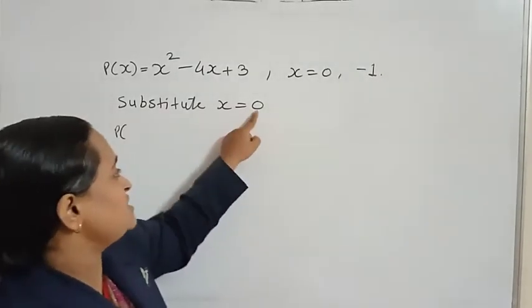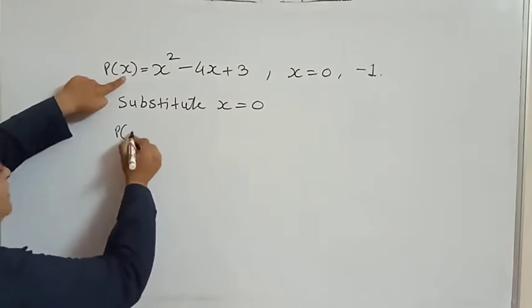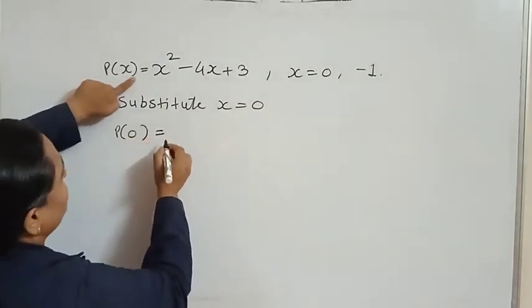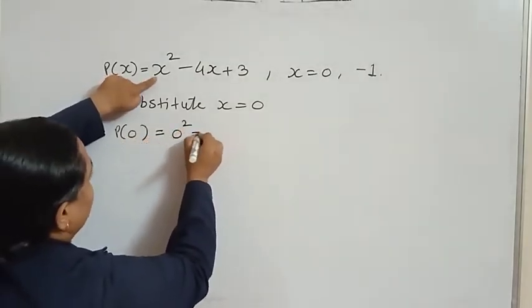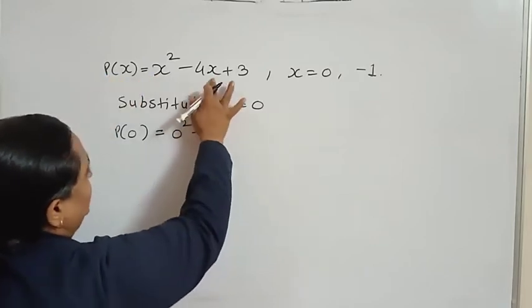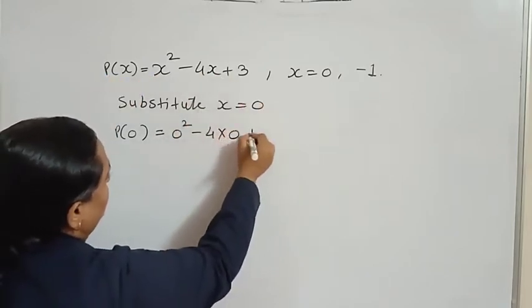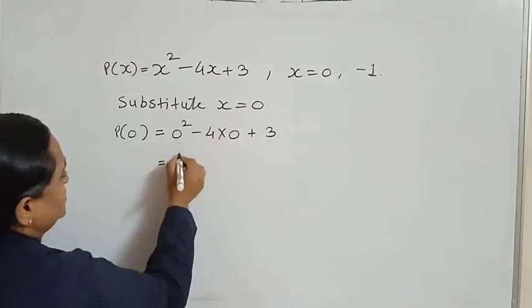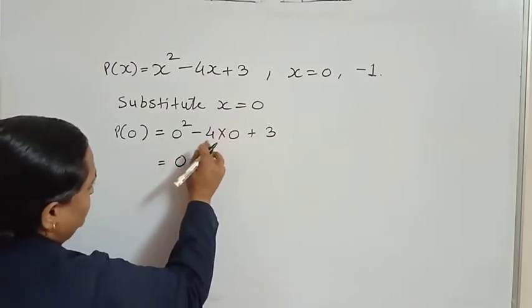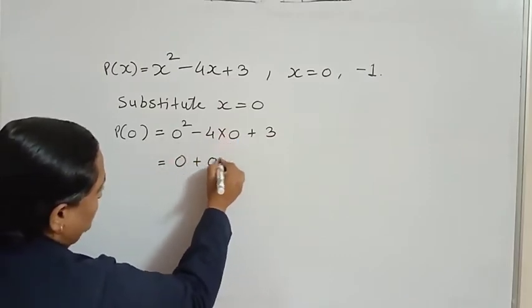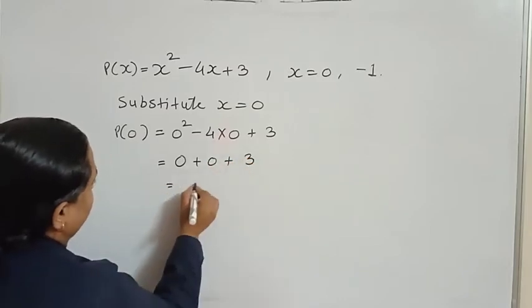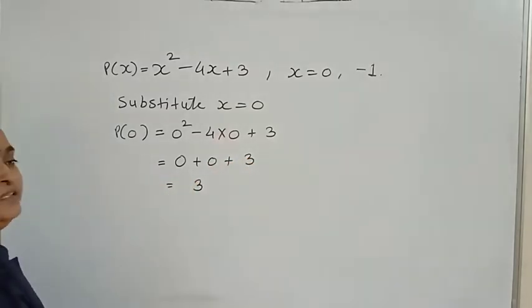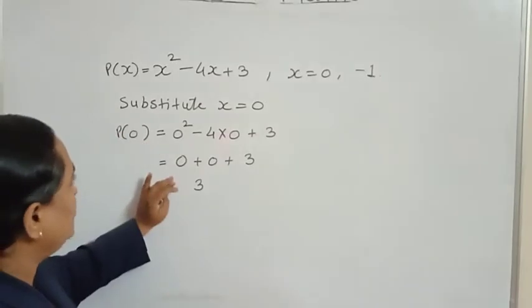See here, x is equal to 0, so wherever x is there we write 0. That means p of 0 is 0 square minus 4 into 0 plus 3. Now 0 square is 0, minus 4 into 0 is 0, plus 3. Then the answer will be 3. In this way we can find the value of a polynomial.